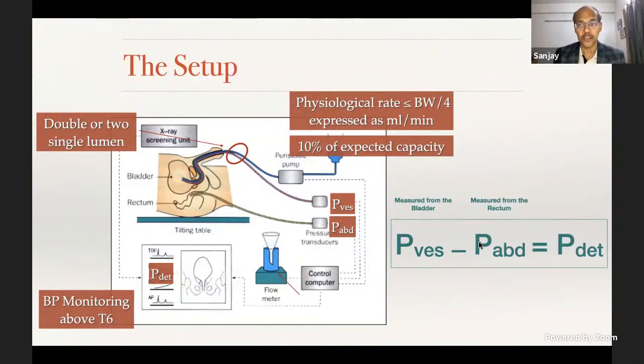Now, one note of caution, if you are doing urodynamics in a patient who has a neurological lesion T6 and above, please monitor the blood pressure because you can get catastrophic autonomic dysreflexia once in a while and it can kill the patient if you're not careful.